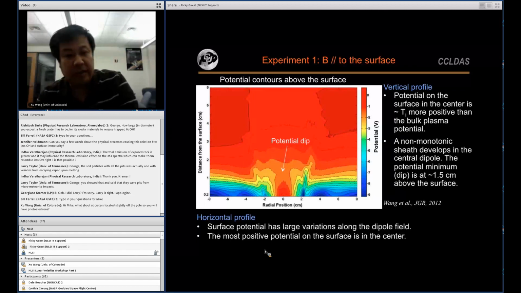And in the vertical, in the center of the dipole, the potential on the surface is actually about 1 Ti more positive than the ambient plasma, and the Ti in our experiment is about 1 eV, so it's 1 eV more positive. Also, interestingly, there's a potential minimum at about 1.5 centimeters above the surface. We also call it the potential dip, which creates a non-monotonic sheath.